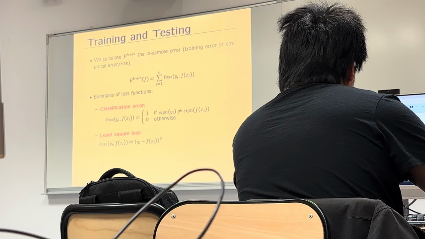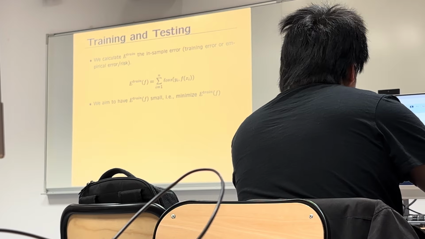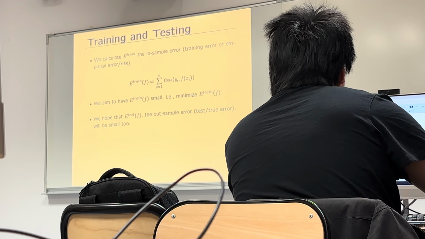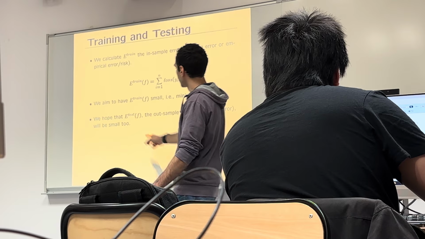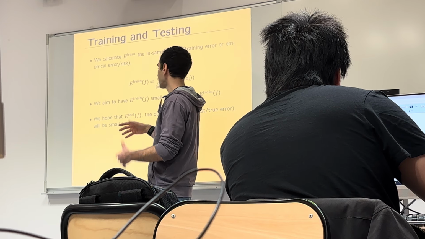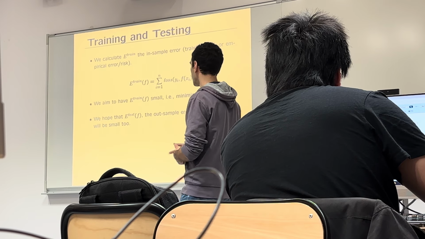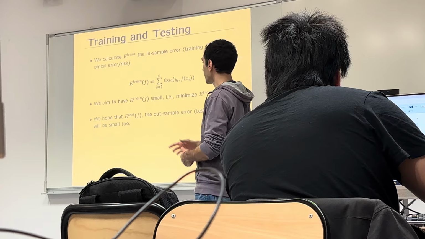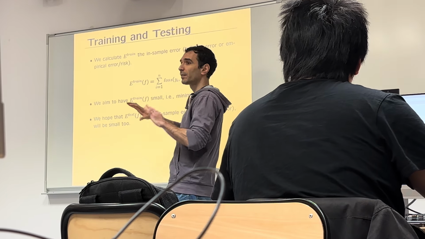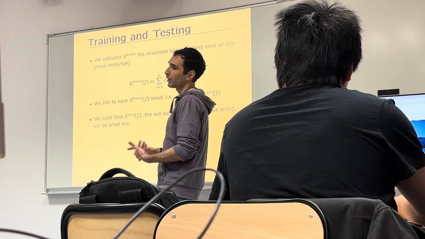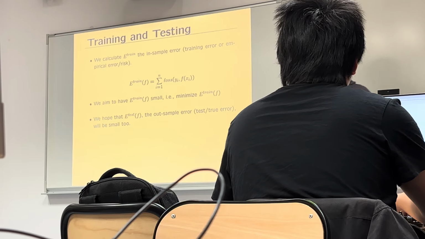You can use least squares or many other functions. Then we hope that on the test set, the second part of your data set, the error will be small too. But it's not because the error is small on the training set, so like 80% of your data set, that it will be small on the test set. It's not that simple.